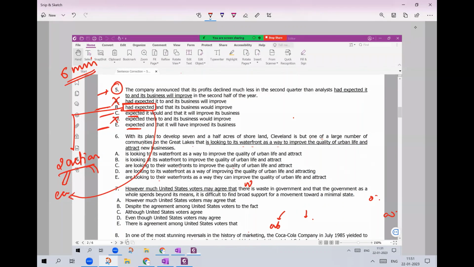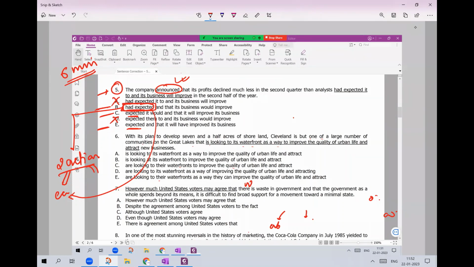Now let's understand what those two actions are. The company announced, this is one action, and the company had expected, this is another action. So obviously, until you have expectations, you can't create a vision for your company. Your vision is nothing but your expectations from the company. And then you go and announce it to your colleagues or your teammates. So first "had expected" must have happened and then the announcement must have happened. So this is the earlier action, so "had expected" is required over here.